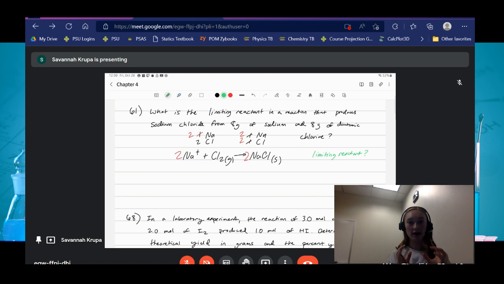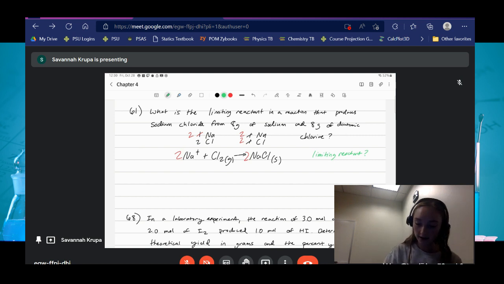if we have an equal amount of both, if one is going to produce less, then that is what is limiting the reaction. So that's what the limiting reactant is. So we're going to calculate that. I'll show you what that looks like.